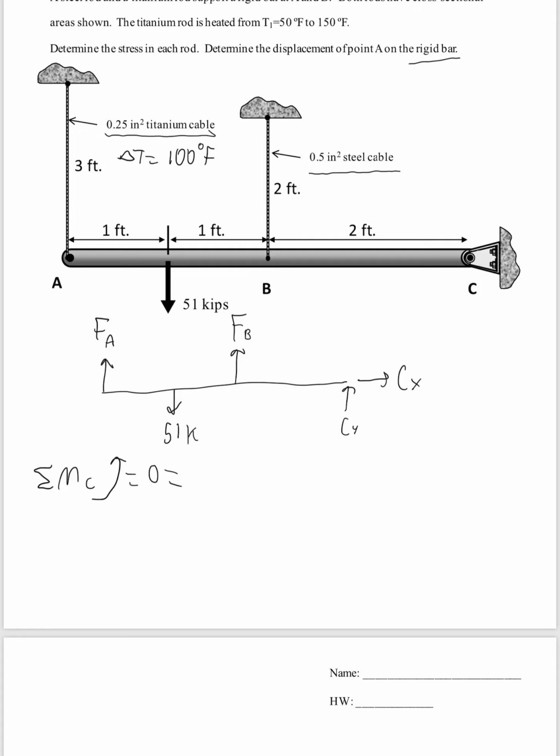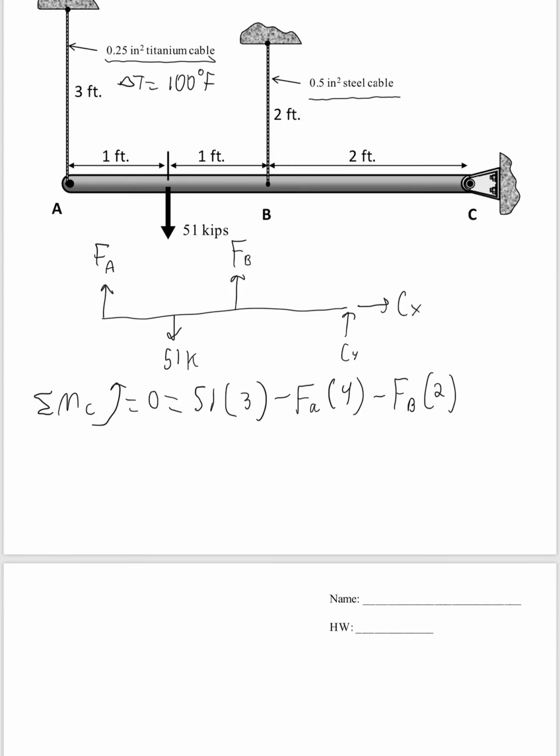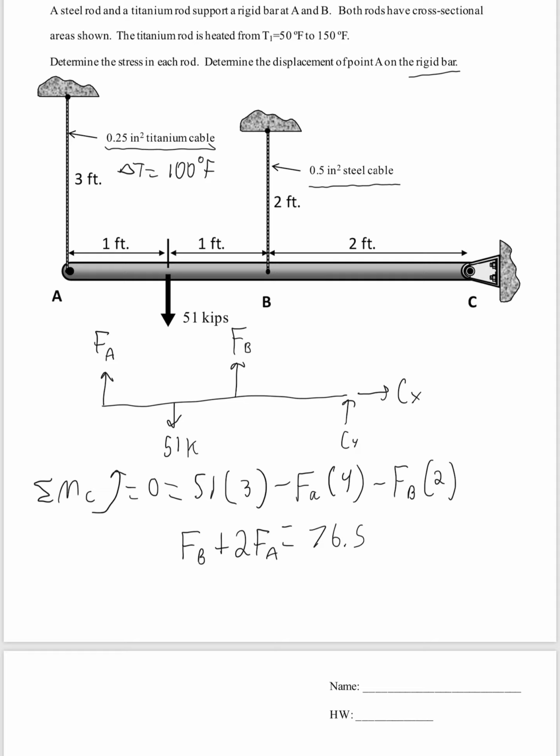So we have a positive 51 times 3 feet minus force A times 4 feet and minus force B times 2 feet. We simplify that down some, and we get force B plus 2 force A equals 76.5. So that's one equation with two unknowns. Ideally, we only want to use one more equation with those same two unknowns.